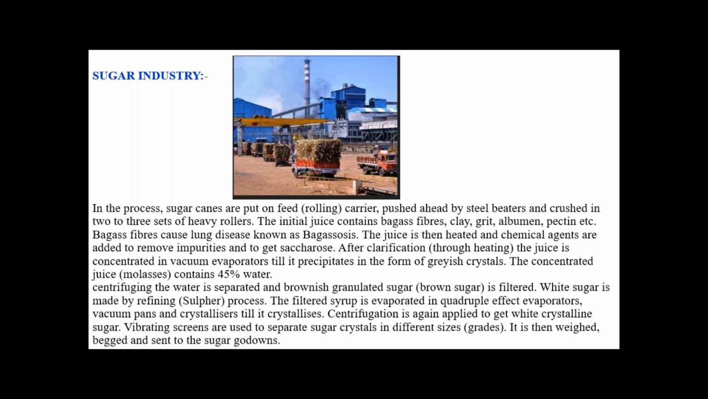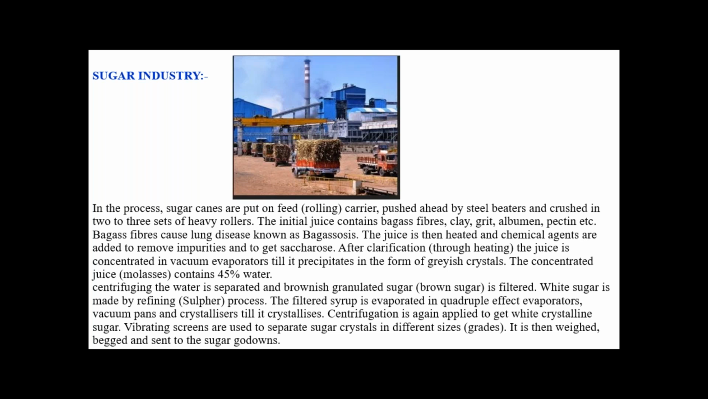And then after clarification, the juice is concentrated in evaporators. Generally the evaporators are vacuum evaporators, and there is a series of evaporators depending on the quantity and capacity of your sugar industry. After heating the juice in these evaporators, the water content is removed, and then the thick liquor is converted into crystals, which is called the crystallization process.